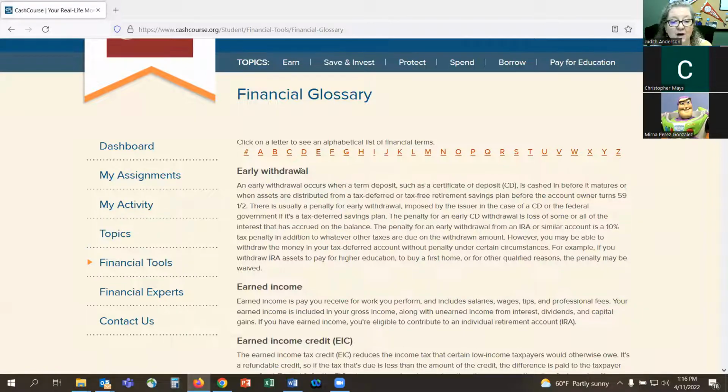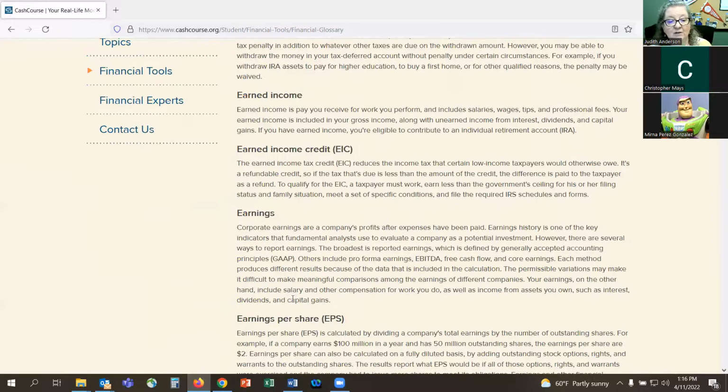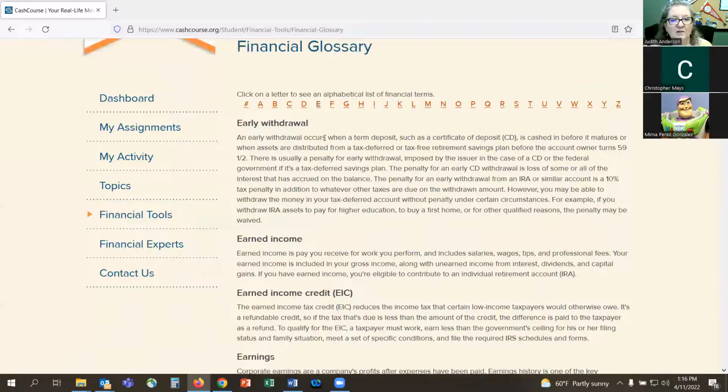like what an early withdrawal is and what earned income is, because a lot of times with banks and credit card companies, you're going to be hearing a lot of these terms. So this is a quick way to find out what those are.